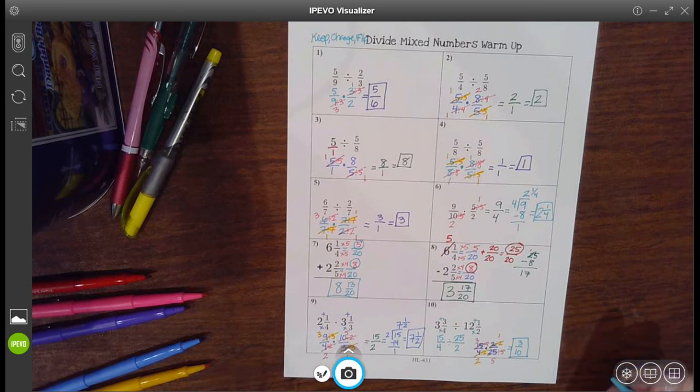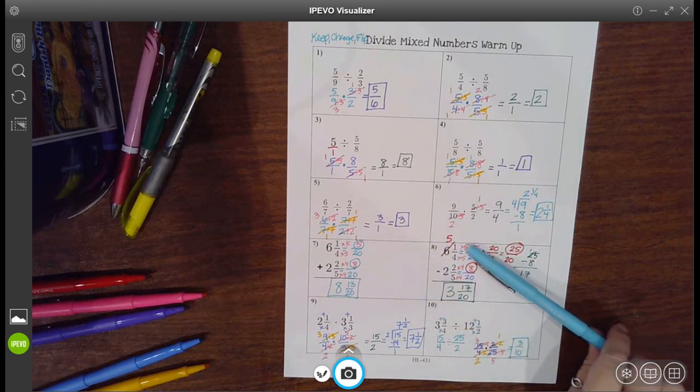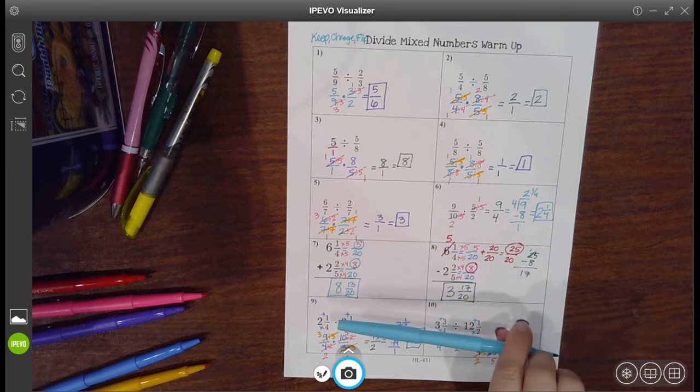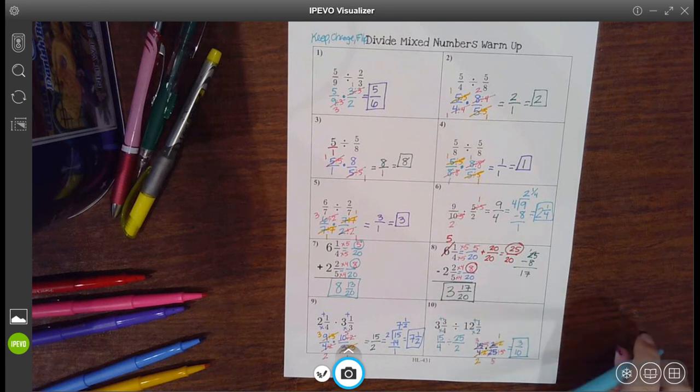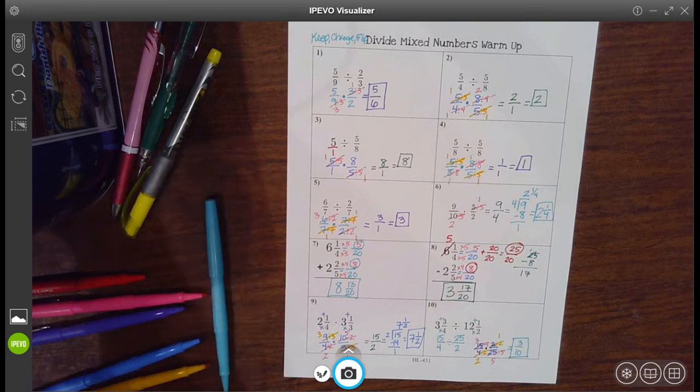Okay. Congratulations, my little mathematicians. You now know how to add and subtract mixed numbers with borrowing and multiply and divide mixed numbers. You're on your way to mastering everything there is to know about fractions. Good job.